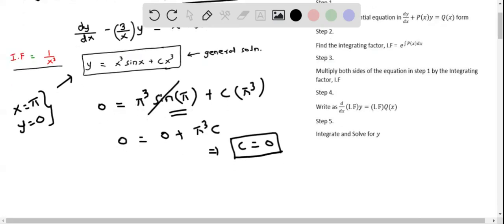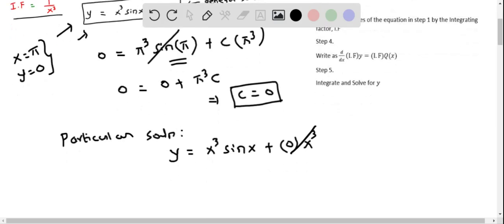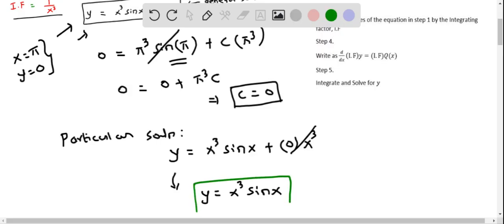Let's plug the value of c into this general solution, and when we do that, we get the particular solution. Therefore, we can write the particular solution as y equals x cube sin x plus c is 0, so it becomes 0 times x cube. So this quantity completely becomes 0. And finally, we have the particular solution as y equals x cube sin x. So we found the particular solution of this given differential equation.